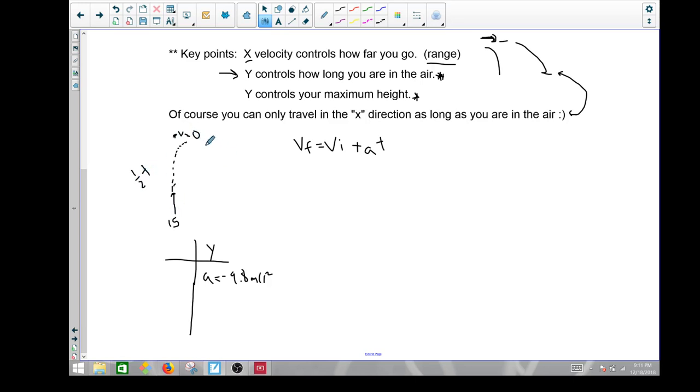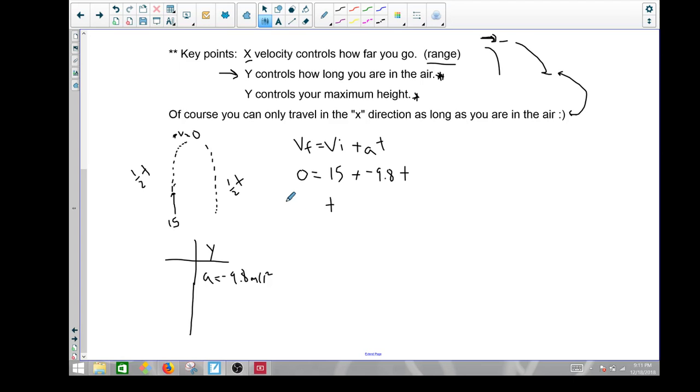Another half of the time I'll spend to get to the bottom. Okay, so VF equals 0. My VI, as stated in my problem, is 15. Everything here is in the Y component. The acceleration is negative 9.8. Here's my T. How long am I in the air? I don't know, but this is going to give me half of my time in the air. So subtract the 15 off and divide the 9.8 by it.